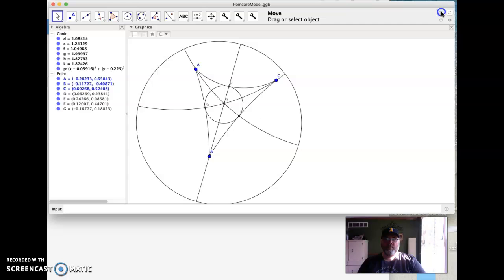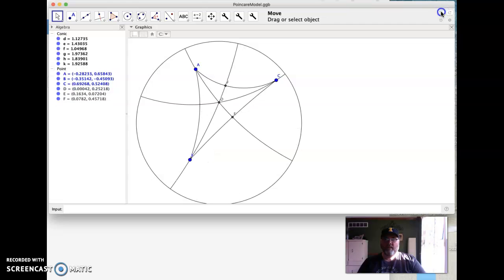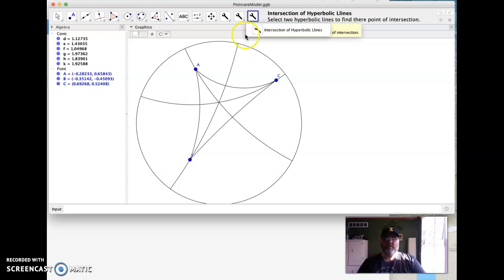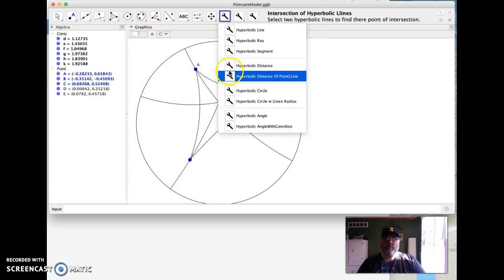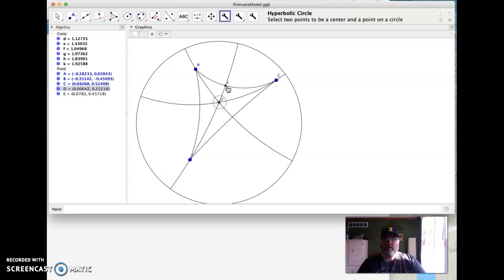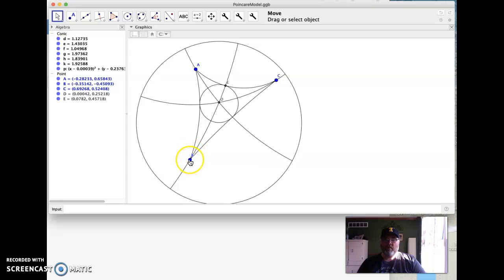Let's go back. Let's put some points. Do they have these intersections? Yeah, let's try this one. How about that? And then how about this and that? Are you kidding me? Go away. Sorry. Okay, so now let's try and make a circle here. Hyperbolic circle. Okay, so there's a circle. So now let's see if we can grab it and move it around.